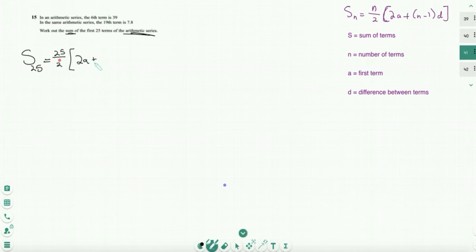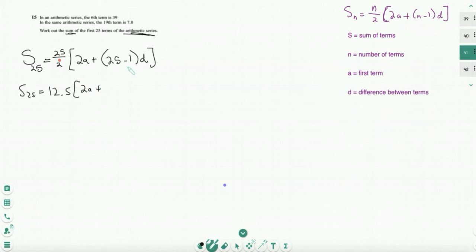So 2a plus n. Well, n is the number of terms, and we're adding the first 25 terms, minus 1 d, the difference between each term. Well, we only know the 6th term and the 19th term, so we don't actually know the difference between each term. So d. Let's just simplify this. 25 divided by 2 is 12.5.